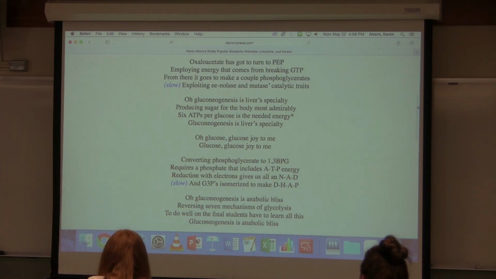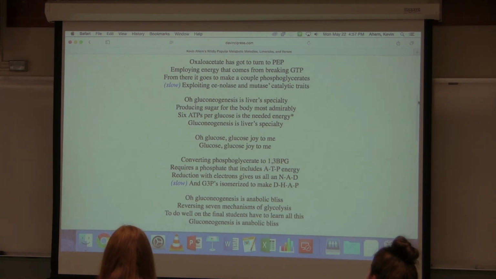Oxaloacetate has got to turn to PEP, employing energy that comes from breaking GTP. From there it goes to make a couple phosphoglycerates, exploiting enolase and mutase catalytic traits. Oh, gluconeogenesis is liver specialty, producing sugar for the body most admirably. 6 ATPs per glucose is the needed energy. Gluconeogenesis is liver specialty. Oh, glucose, glucose, joy to me.